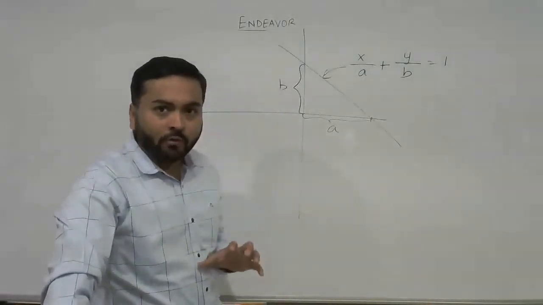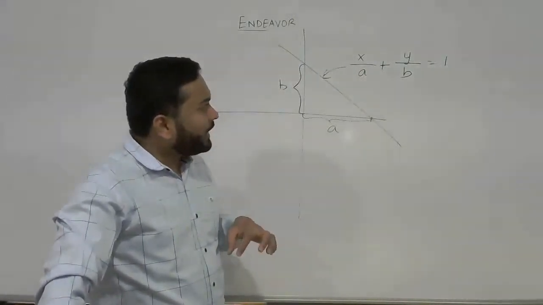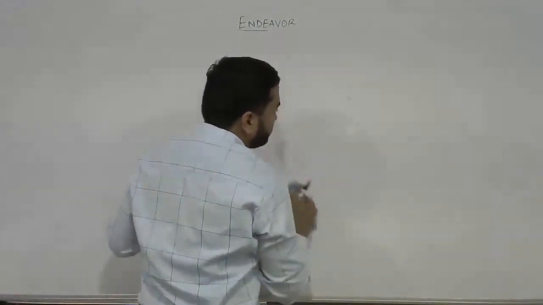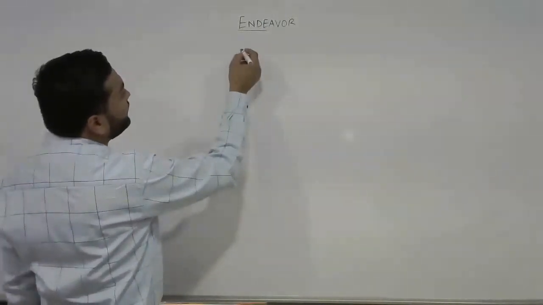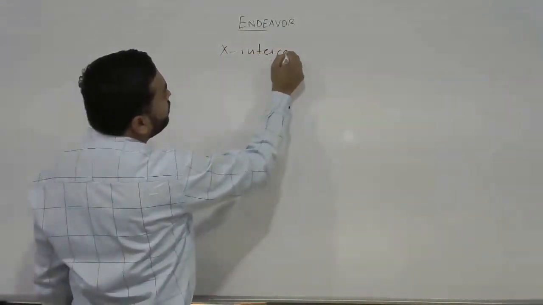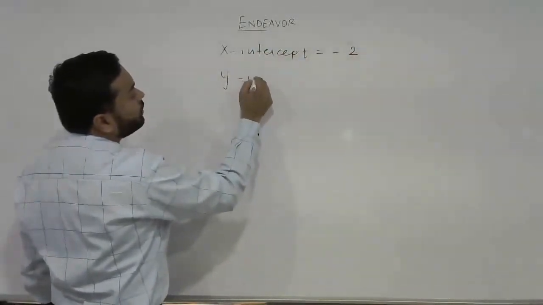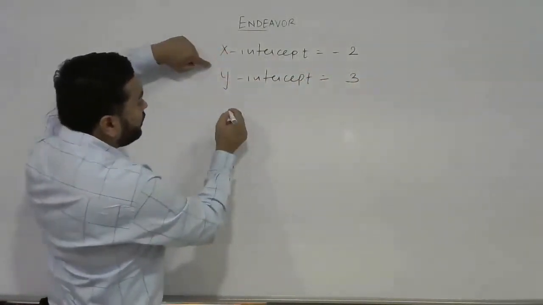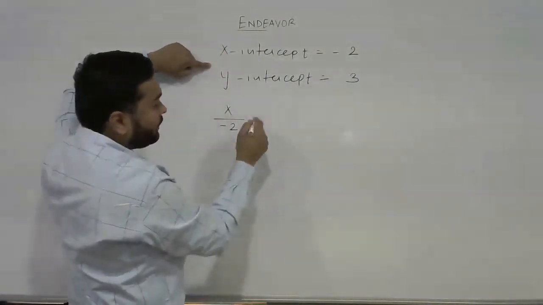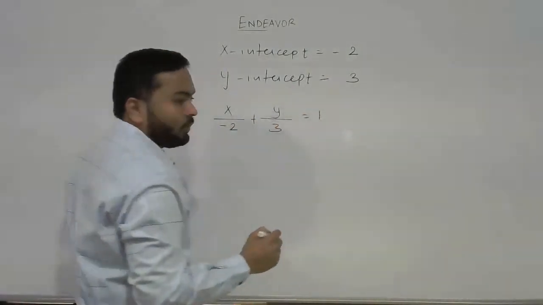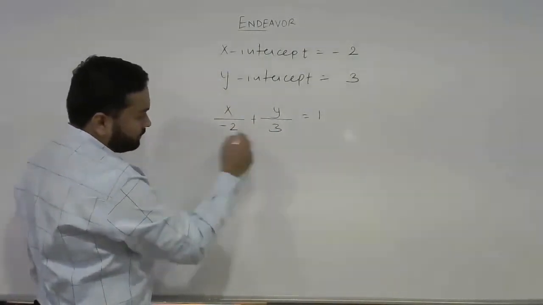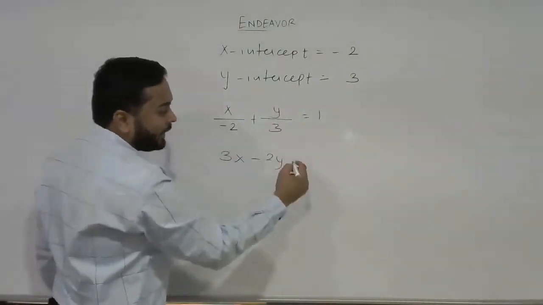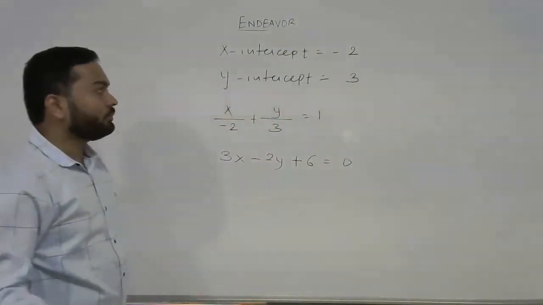So after doing various forms of a line, framing the equation of a line, let us now try and apply. Let me give you some examples so that it will become easier for you to relate. Now let us take a random example. Let me say that the x-intercept is minus 2 and the y-intercept is 3. So if I want to find out the equation of the line, what should I do? X upon minus 2, that's the x-intercept, plus y upon 3, that is equal to 1. So if you simplify this, what will you get? 3x minus 2y minus 6. So minus 6 comes on this side and this is equal to 0.